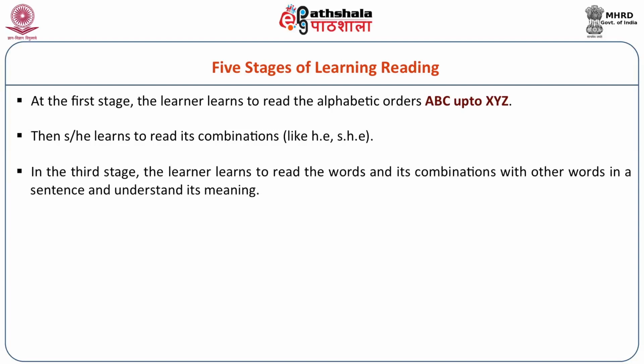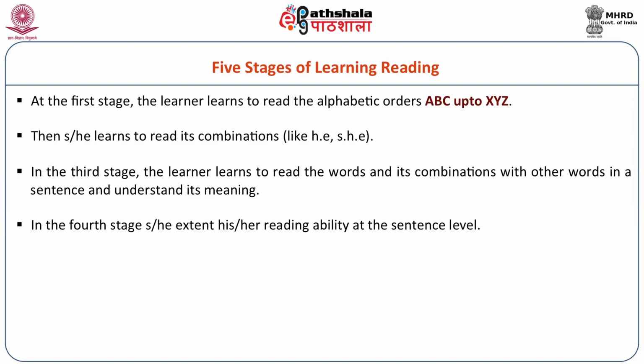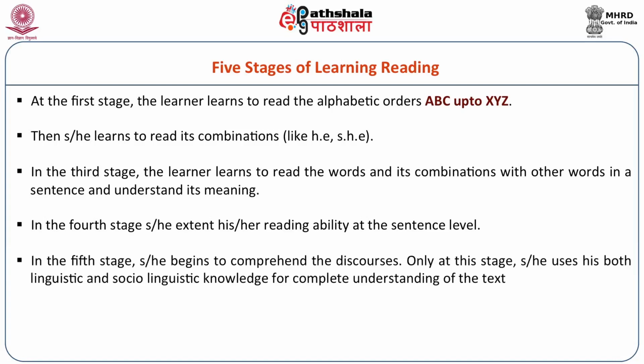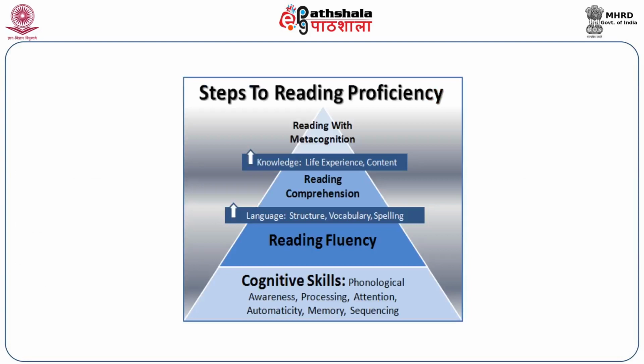In the third stage, the learner learns to read the words and in combination with other words in a sentence and understands the meaning of those words. In the fourth stage, he extends reading ability at the sentence level and starts having the context, using the context. In the fifth stage, he begins to comprehend the discourses. Only at this stage, he uses both his linguistic and socio-linguistic knowledge for complete understanding of the text, and reading gets completed.